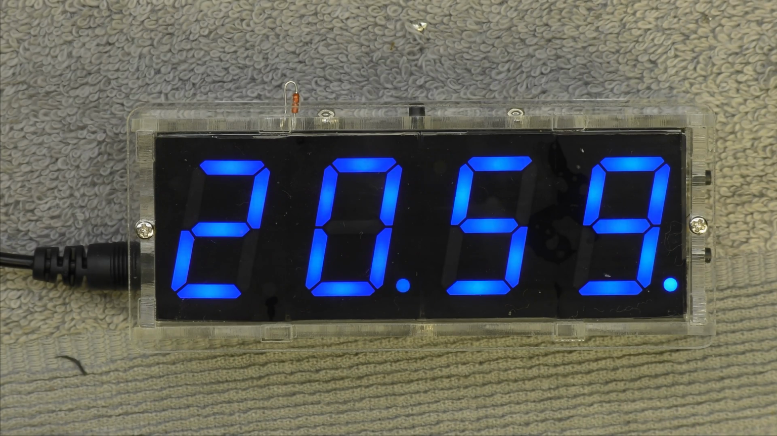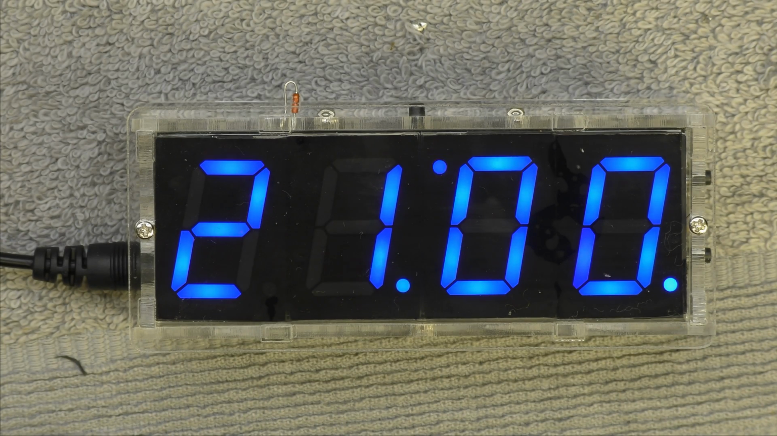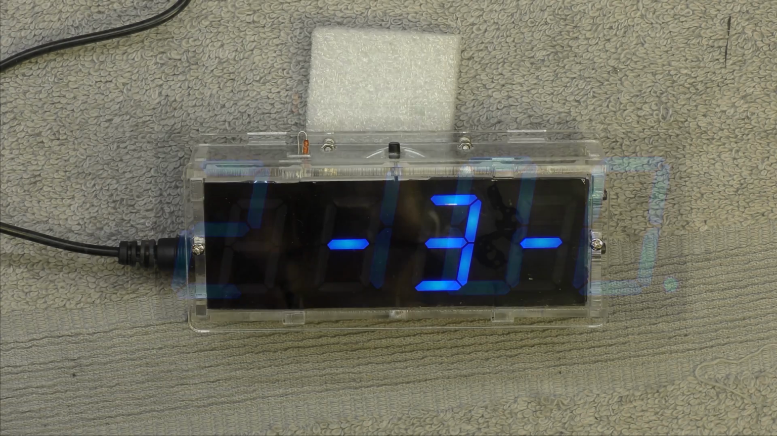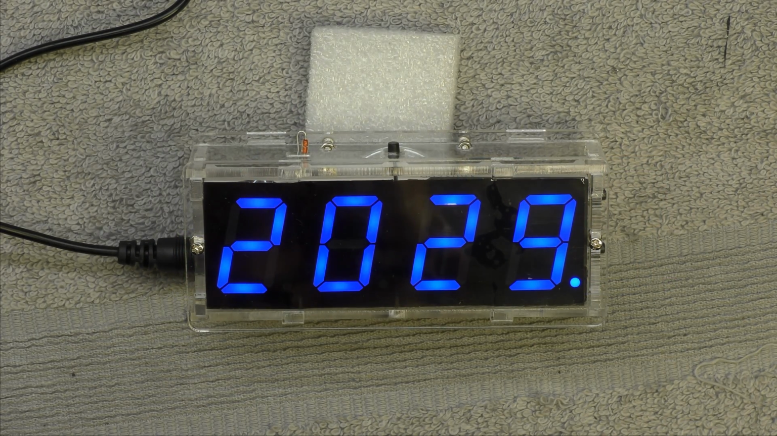Chime test. 21 o'clock. Oh, so that's the chime. Cool. Well, that's the talking alarm clock kit.